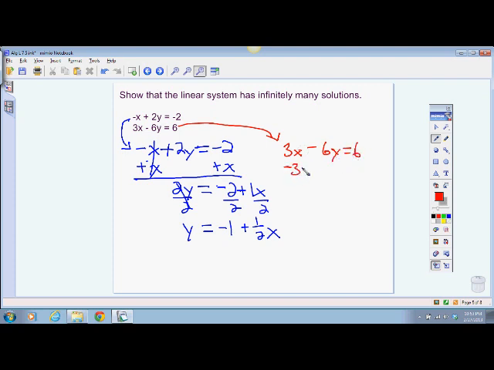So I'll subtract 3x from each side. Don't forget that this is going to be a negative 6y. And then divide both sides by our negative 6. Negative 6 divided by negative 6 is 1y. 6 divided by negative 6 is going to be a negative 1. And then if I were to go keep, change here, I'd end up with a negative 3 divided by a negative 6, which reduces to a positive 1/2.